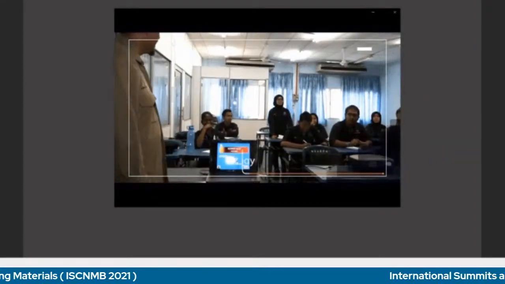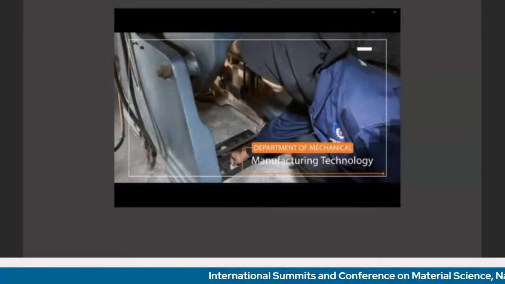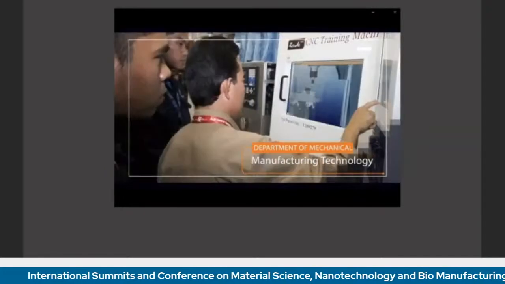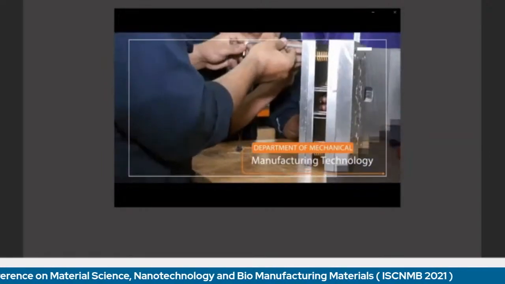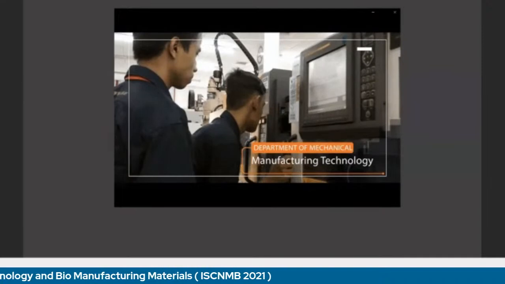At IKTBN Sepang, our students are exposed to theoretical and practical learning in which exercises are carried out using the latest equipment used in the related industries. Hence, it would help them in adapting to the real working environment after completing their training.